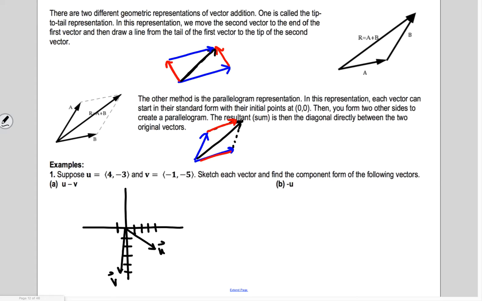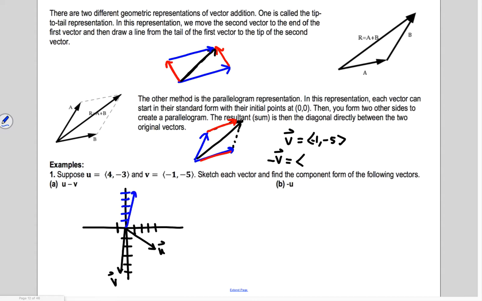So if I want to do u minus v, what do you think I'm going to do if I have a minus v? What would happen to it? So if I have negative v, I previously had v was negative 1, negative 5. What do you guys think negative v is going to be? 1, 5. What does that do to this vector? So instead of being in the third quadrant, which quadrant does it go to? The first, because it ends up being like a reflection. So 1, 2, 3, 4, 5. So it goes like right over there.